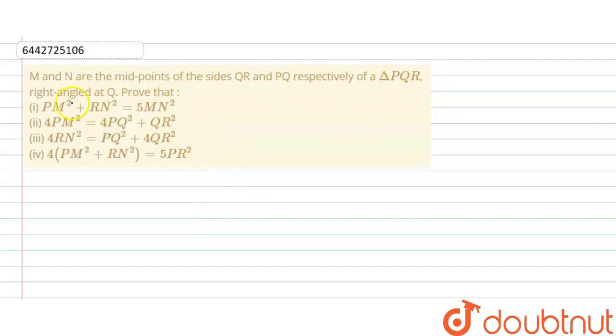The question says M and N are midpoints of the sides QR and PQ respectively of a triangle PQR right angled at Q. So there is a triangle PQR that is right angled at Q. I will draw the triangle here. This is the triangle. Now I label them as well. This is P, this is Q, this is the right angle, and this is R.